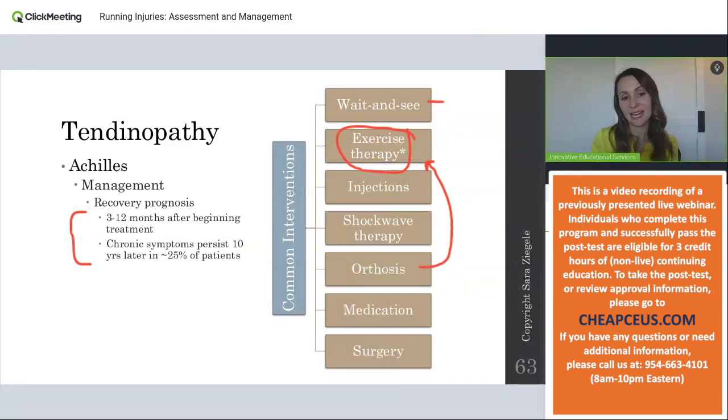I also thought it was quite staggering, actually, when I read this final statistic that said that 10 years later, chronic symptoms still persist in about 25% of patients. So 1 in 4 people with Achilles tendinopathy are still having pain 10 years later. A lot. So it's also something to just kind of think about when it comes to patient expectations.